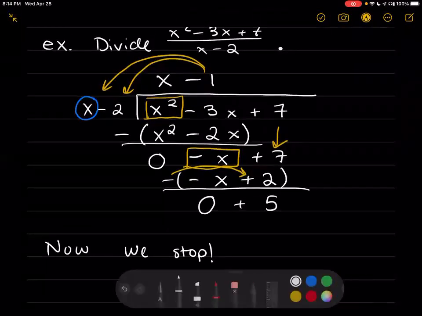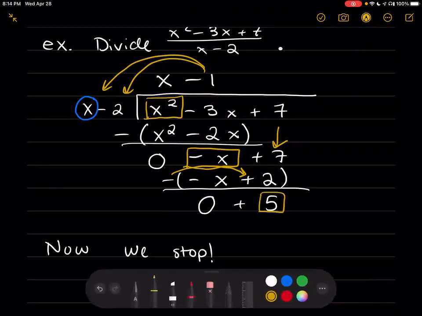If we try to do this box in yellow step and we ask, okay, so what can we multiply this x by to get to 5? There's nothing. We would have to take away things to get there. So the process terminates. And the 5 is actually our remainder.